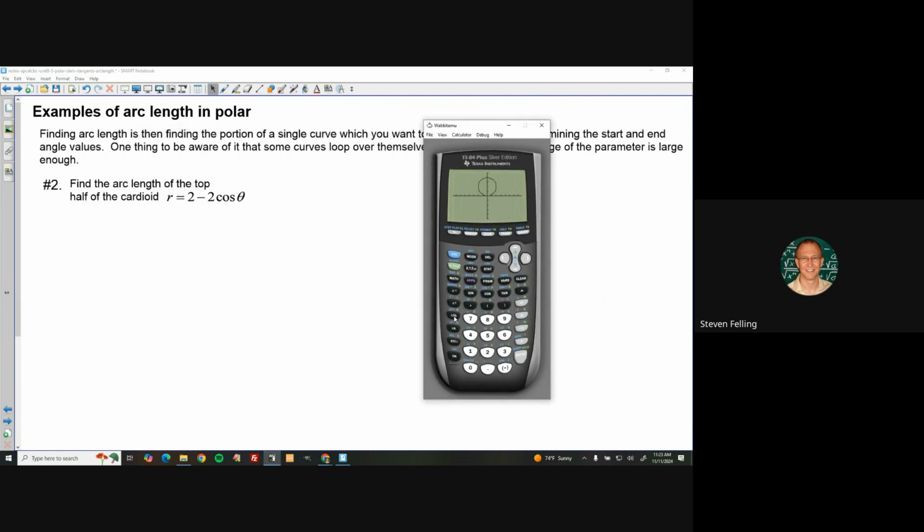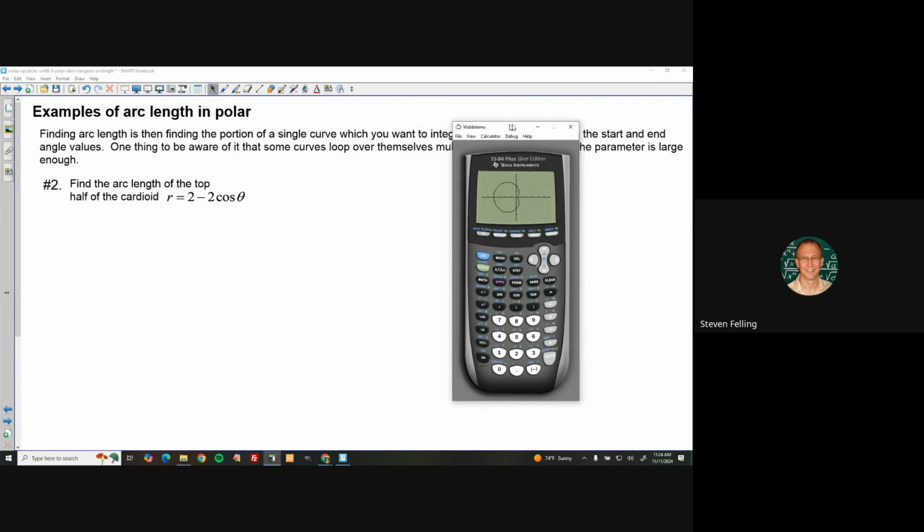Let's clear this out, and we'll put in 2 minus 2 cosine theta. Okay, so if I graph this, zoom 6, it's a cardioid. Now let's zoom in quite a bit to see what's going on here, maybe out to 4. So negative 4 to 4, negative 4 to 4. Okay, there we go. And I'll square it up to look a little nicer. Zoom 5. Okay, this is what's happening here.